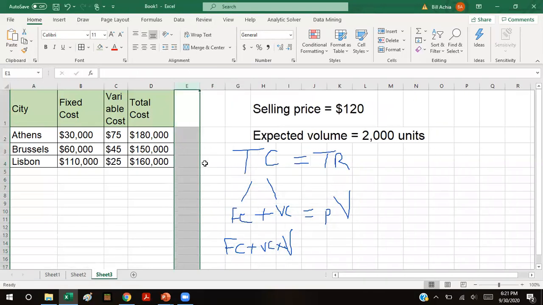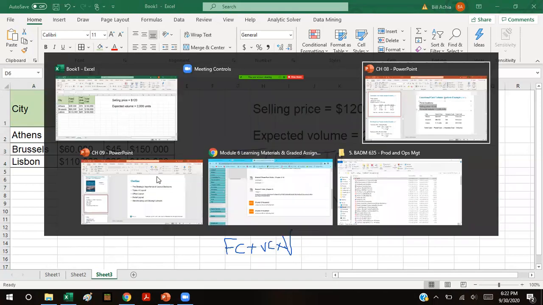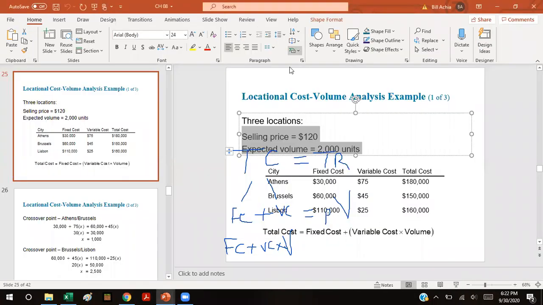Now we want to compare. This tells us basically what our volume is going to be at break even. Because we're saying that at break even, we are going to incur the highest total cost if we decide to go with the Athens plant. The lowest cost would be at Brussels, and so on and so forth.